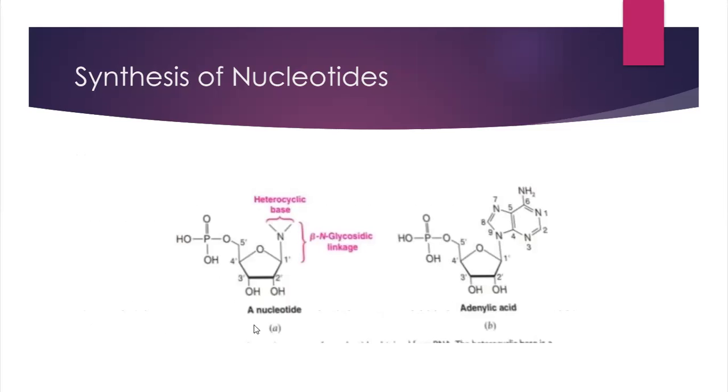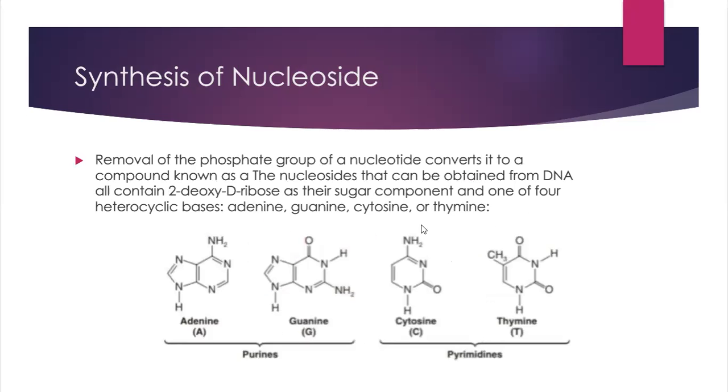This is a nucleotide. Here it has a heterocyclic base, nitrogen, and this is adenine. Removal of the phosphate group of a nucleotide converts it to a compound known as a nucleoside that can be obtained from DNA. All contain 2-deoxyribose as their sugar component and one of 4 heterocyclic bases: adenine, guanine, cytosine, and thymine. These are the bases of DNA.